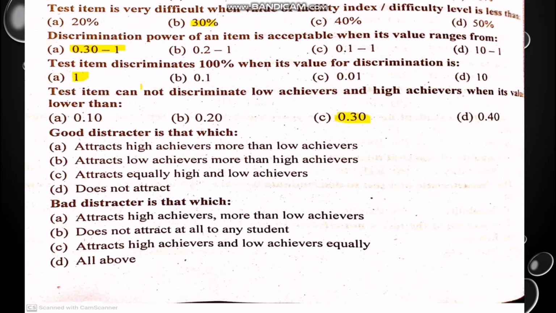Good distractor is that which attracts high achievers more than low achievers, attracts low achievers more than high achievers, attracts equally high and low achievers, does not attract. So the right option is B, attracts low achievers more than high achievers. Bad distractor is that which attracts high achievers more than low achievers, does not attract any students, attracts high achievers and low achievers equally, all of above. So the right option is all of above.